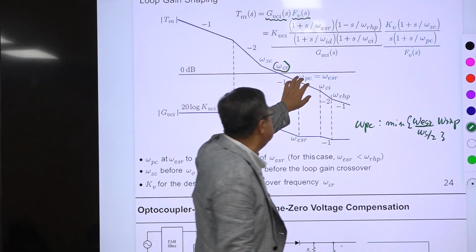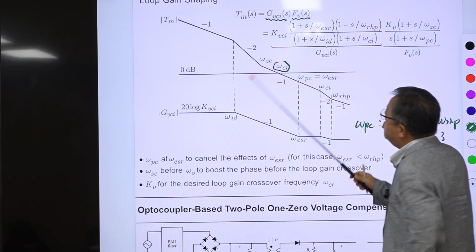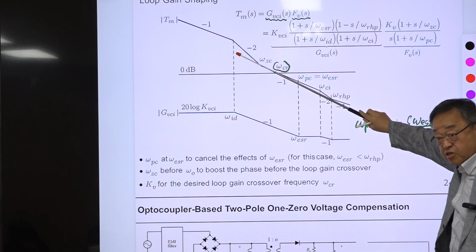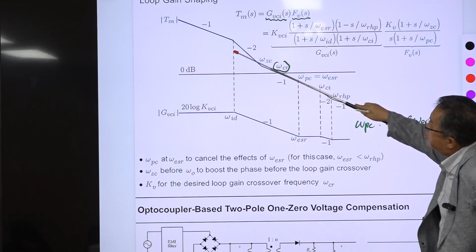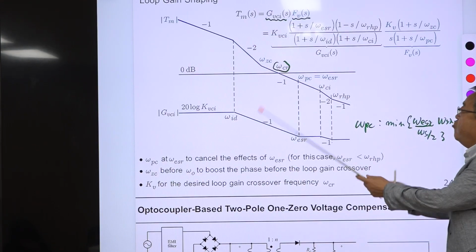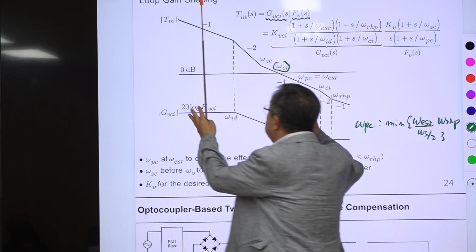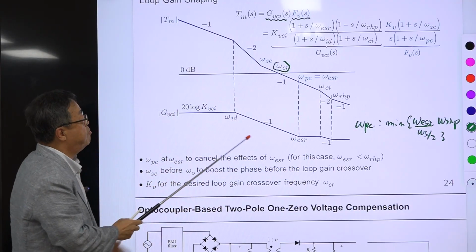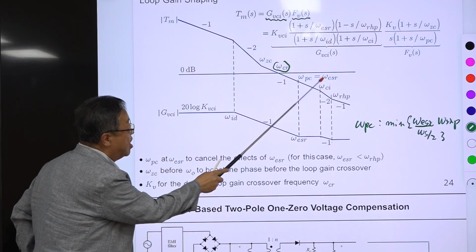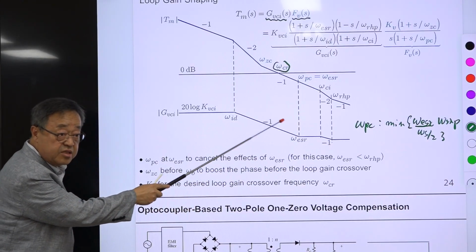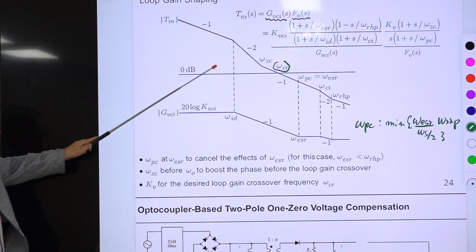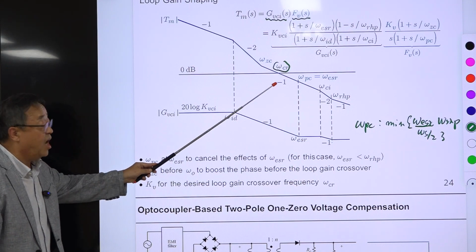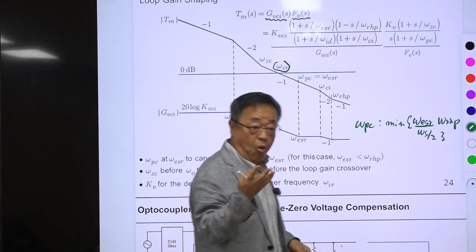So the purpose of canceling this is that the ideal structure of this loop gain is this one, this integrator structure. From the low frequency to high frequency, that is the best one. But because of this structure, we cannot have that. Then we want to maximize the frequency range of this -1 slope. Here, -1 slope is extended by just placing this compensation pole at the omega ESR. So that is the reason why you are placing that, and KB is for the desired loop gain crossover frequency omega CR. This is different from the omega CI.